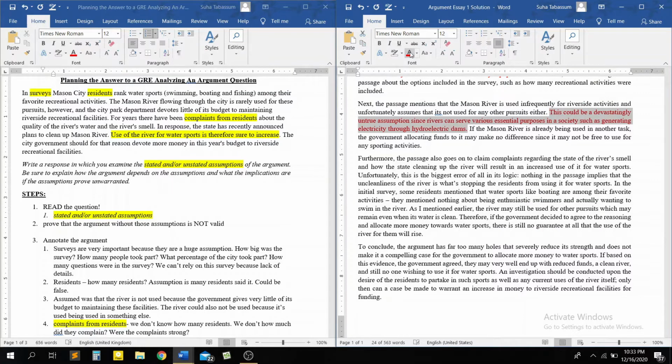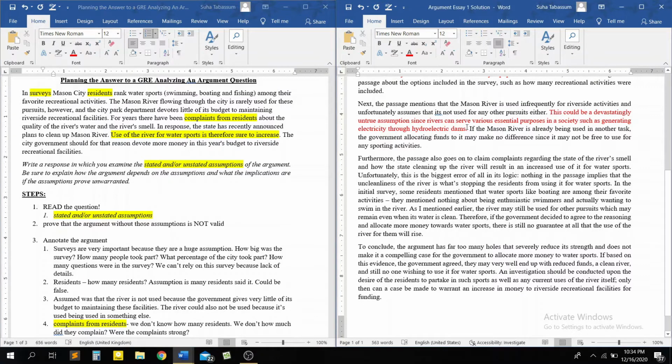So I'm going to mark that in red. Remember how I just said that examples can really elaborate your points? This is what I mean. This could be a devastatingly untrue assumption, since rivers can serve various essential purposes in a society, such as generating electricity through hydroelectric dams. So you take your point that you planned, you put it in a body paragraph, and you add an example. It's as easy as that.